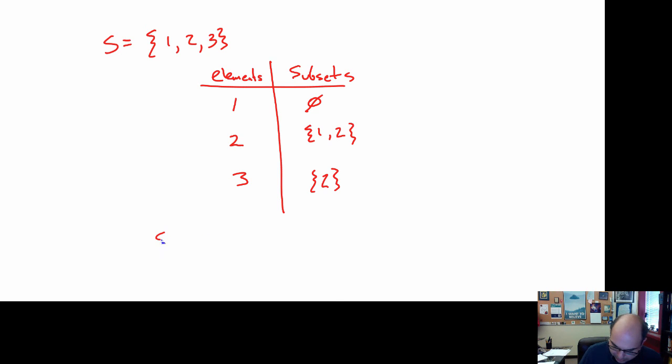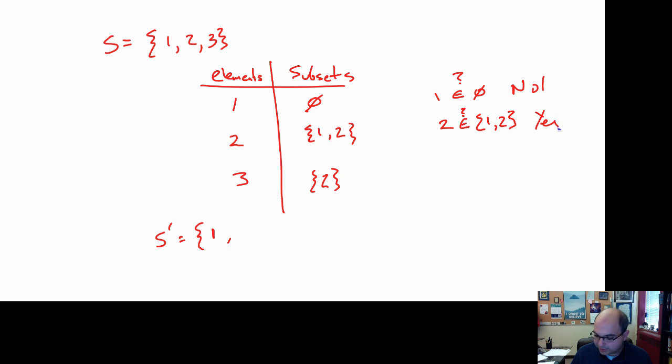So how am I going to find S prime? Well, S prime is equal to the set, and I'll go through each one of the elements. The first question is: is 1 in the empty set? And the answer, of course, is no. Since it's not in there, I'm going to put it in the set S prime. Now the second question: is 2 in the set 1, 2? The answer is yes, so I'm not going to put 2 in S prime. Is 3 in the set 2? The answer is no, so I'm going to put it here. So this is my set S prime.